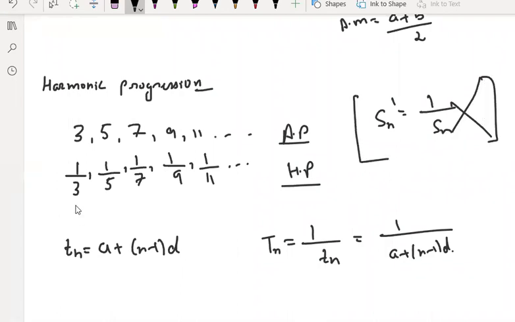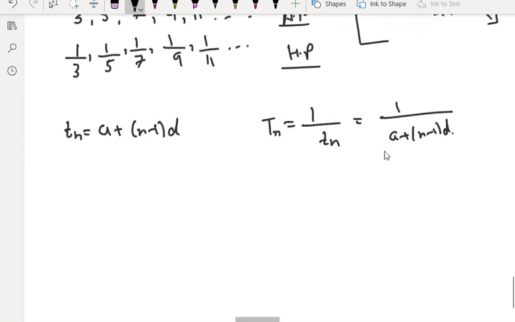Because 3 plus 5 plus 7, just think about this, will give you 15, right? So the reciprocal is 1 by 15. But 1 by 3 plus 1 by 5 plus 1 by 7, will it give you 1 by 15? No, right? So this is wrong. Okay, guys? So for HP, Tn you can get.